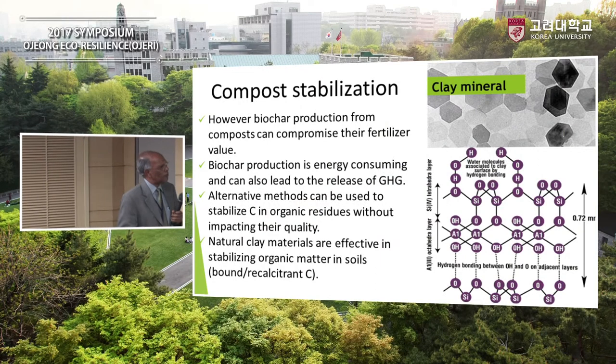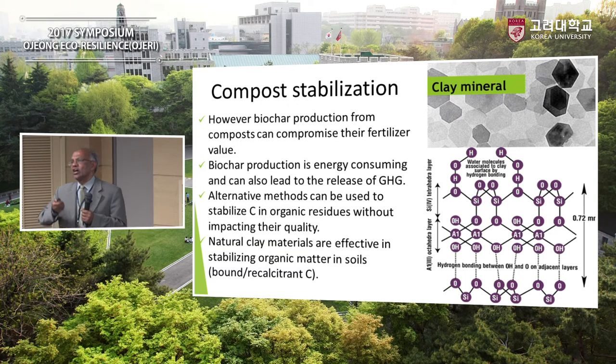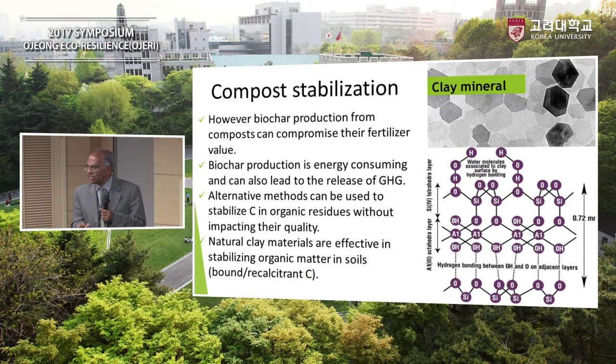Biochar production from compost can compromise the fertilizer value. When you add compost to soil, the aim is to increase soil fertility. The microorganisms can capture the carbon, and you have better soil fertility. Whereas biochar doesn't release carbon, so you're compromising the fertilizer value of the compost. Also, biochar production is an energy consuming process, and it can also release some greenhouse gas when you produce biochar. So there is an issue.